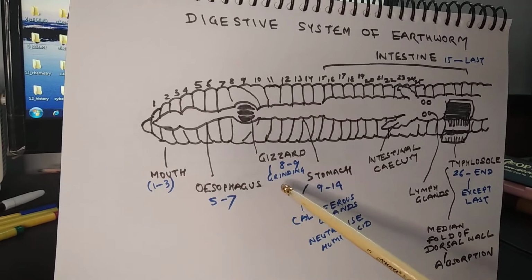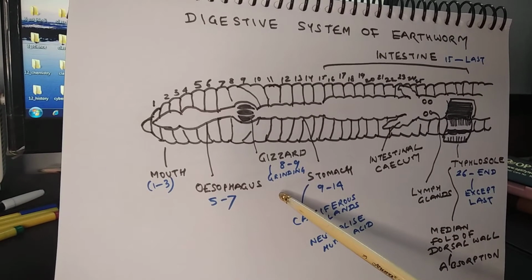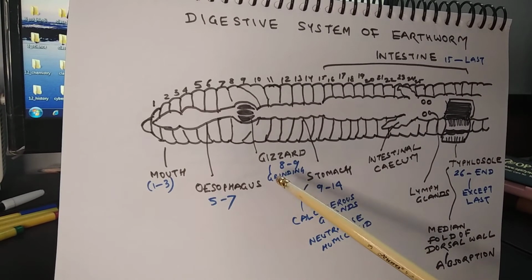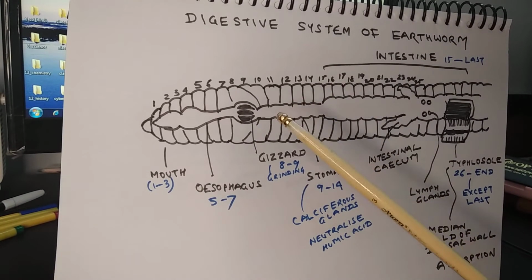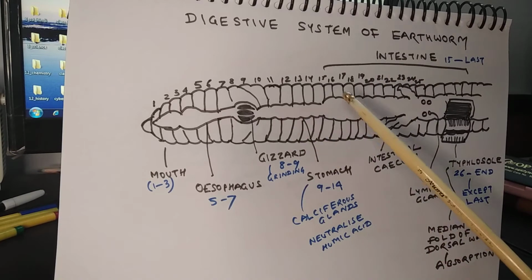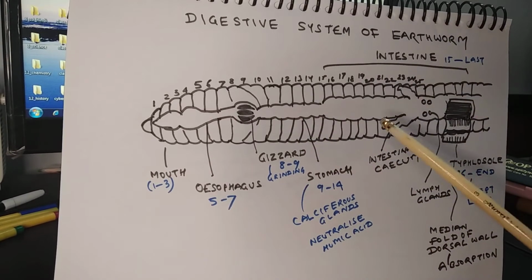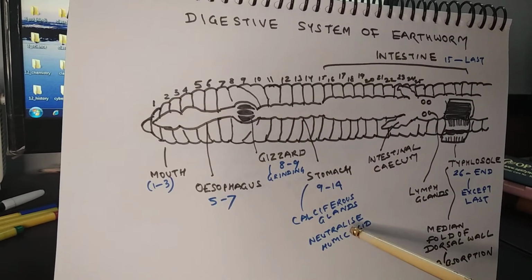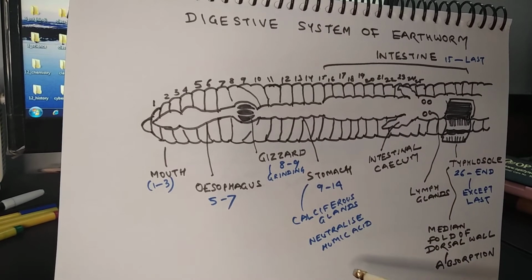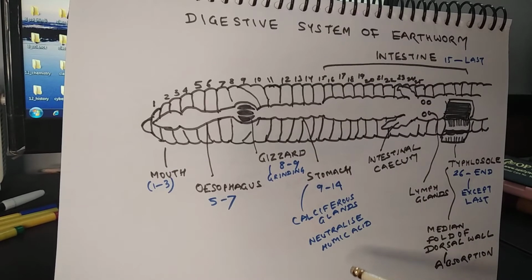The gizzard is muscular and it helps in grinding the food, whatever food the earthworm eats, which is the soil. Then stomach lies between 9th and 14th segment, and there are calciferous glands in the stomach. The secretions of calciferous glands neutralize the humic acid. Humic acid is present in the humus in the soil.